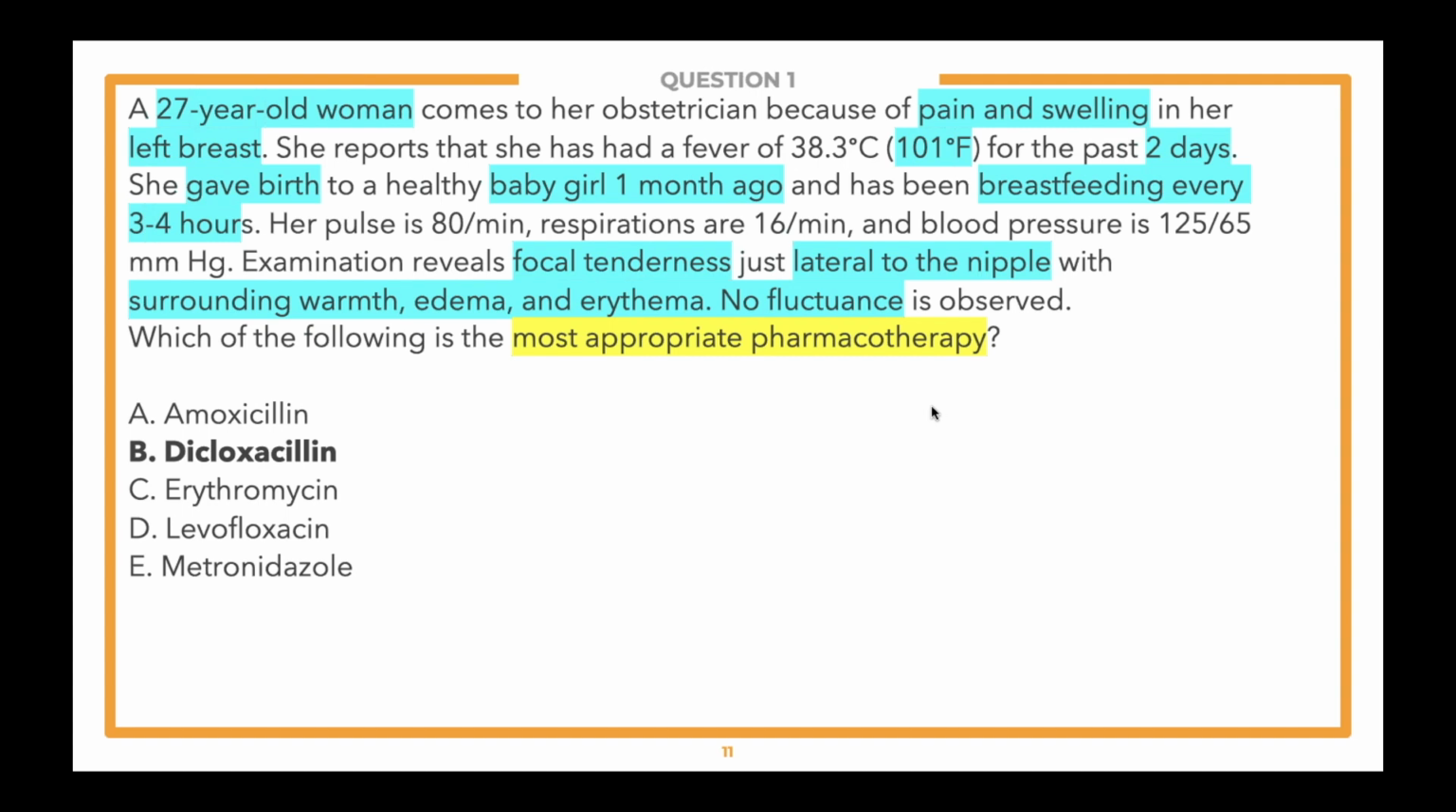Excellent. Thank you very much, Boris. Tough question, but great job, everyone. Hopefully, that explanation will help you master and nail this material on test day. Let's move on now to our second question of the evening.